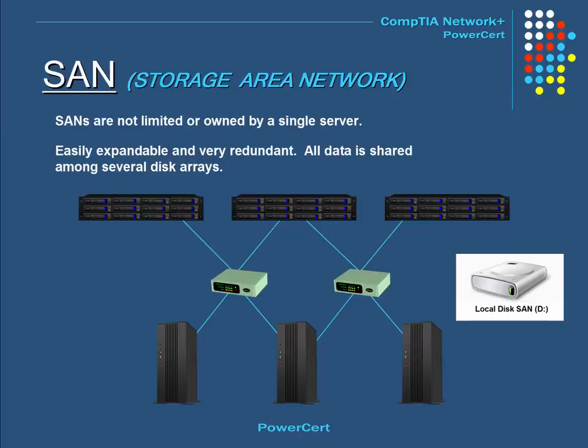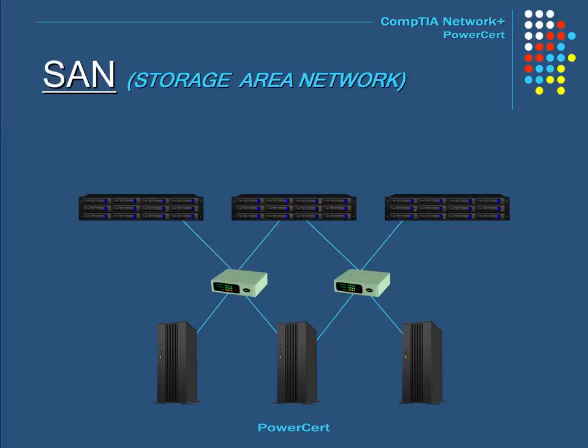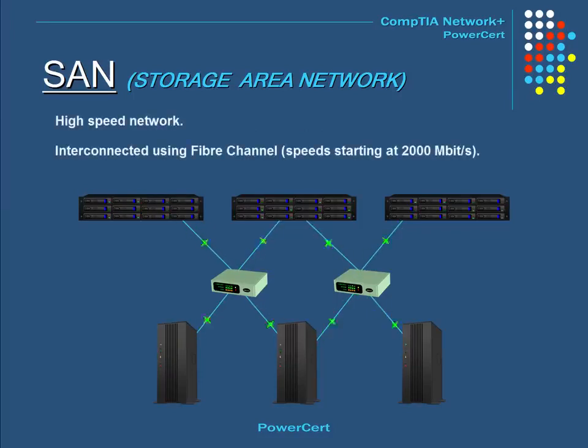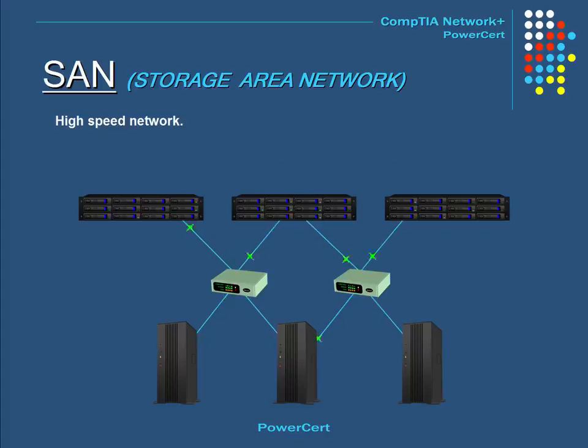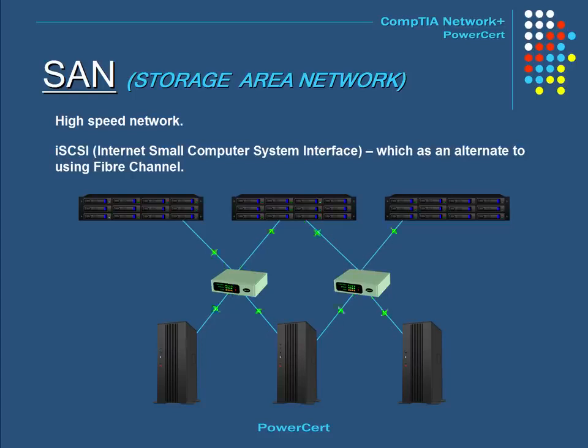And as I mentioned before, a SAN is a high-speed network. And that's because in a SAN, all the devices are interconnected using fiber channel, which is a standard for SAN that has network speeds starting at over 2,000 megabits per second. And as an alternative to using fiber channel, there is iSCSI. And iSCSI stands for Internet Small Computer System Interface, which is a data storage protocol that transports SCSI requests over standard TCP/IP.